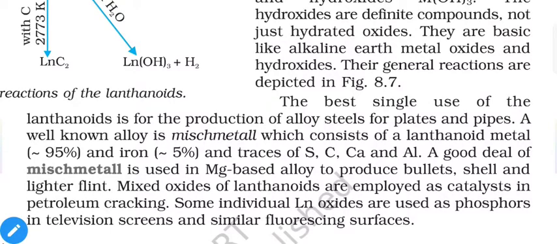Some individual lanthanoid oxides are used as phosphors in television screens and similar fluorescing surfaces. Now phosphors are substances which have the tendency to emit light when exposed to radiation. That means if we apply, let's say, UV light on the material, then it will start emitting visible light. That means it will start glowing. So we know that our television screens glow and give different colors. They are just exposed to radiation, and that's why they give different colors. The reactions are very rapid, and lanthanide oxides are used for these types of fluorescent uses.